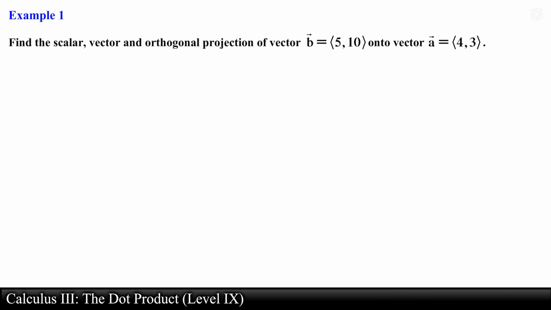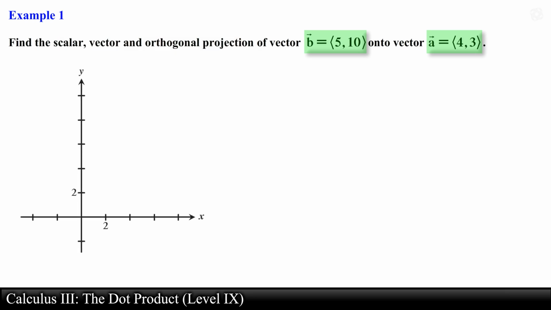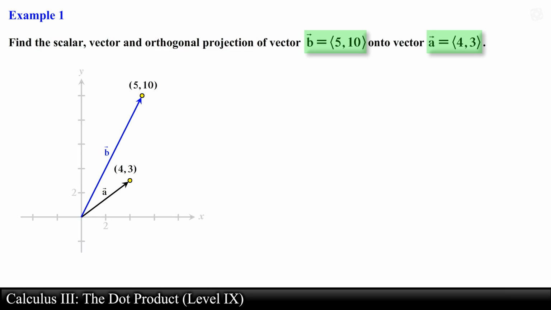Find the scalar, vector, and orthogonal projection of vector B onto vector A. Alright, here we're given 2 planar vectors, and we're asked to find the scalar, vector, and orthogonal projections of vector B onto vector A. Let's go ahead and draw these 2 vectors in a Cartesian coordinate plane so that we can visualize the problem. Okay, let's first find the scalar projection of vector B onto vector A.